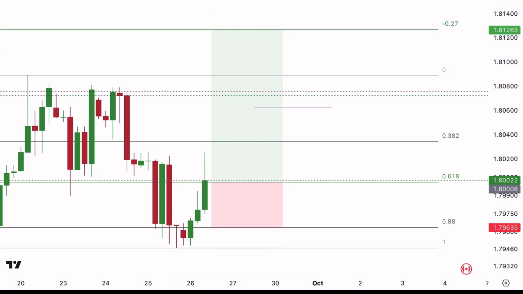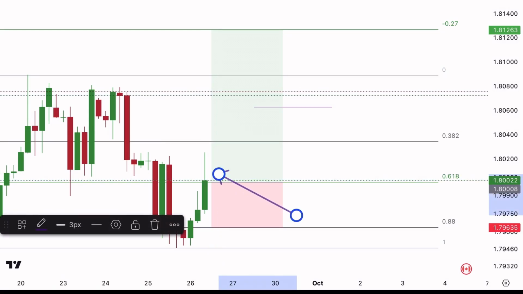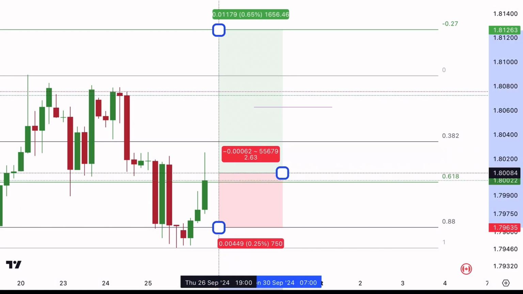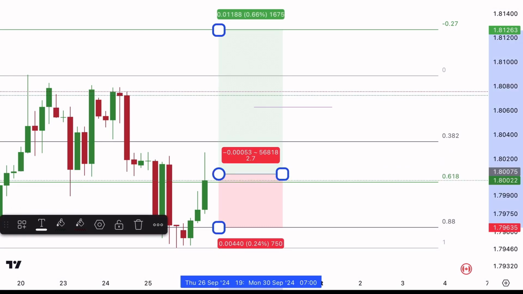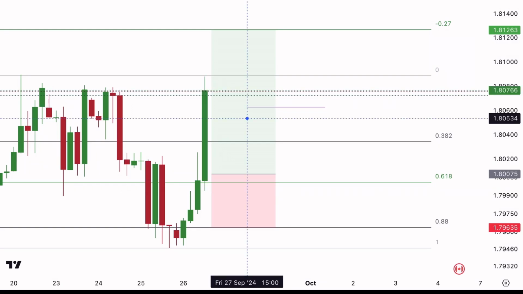I did enter this trade a bit later because I wasn't paying attention when this candle was closing. So I did eventually enter the trade somewhere right here. So right now you can see we are in this trade.